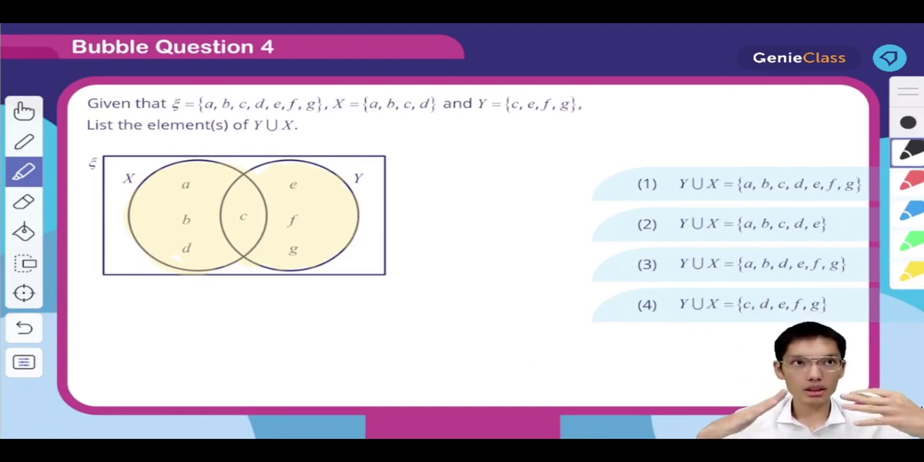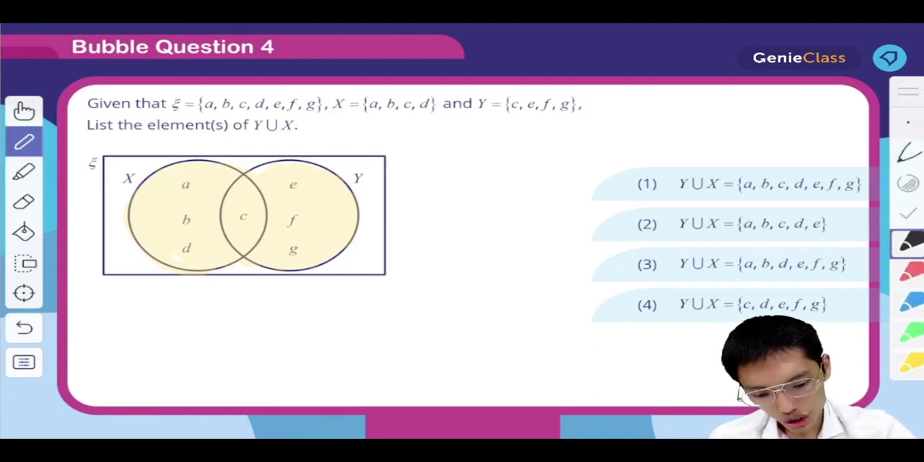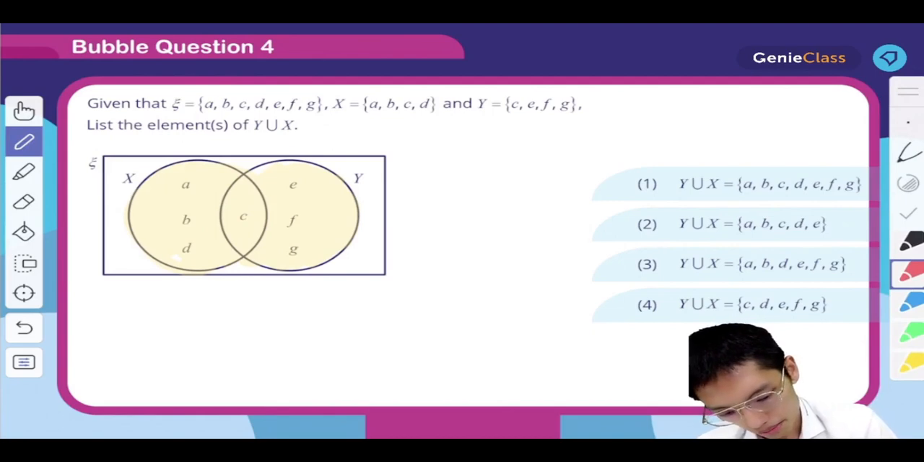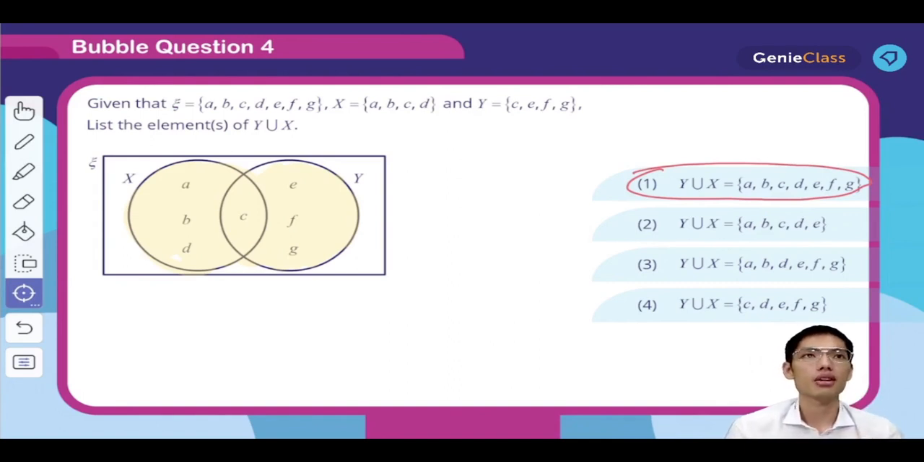For this case, it may not necessarily always be the whole set, depending on how I define my universal set. So the answer is actually number 1. So this one over here. Okay, some of you actually missed out this one over here because we consider the intersection when we do the union. So just take note over here, alright?